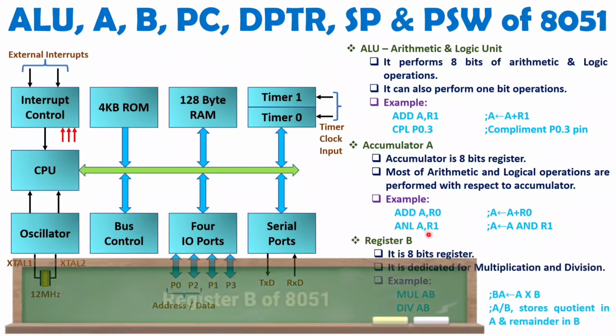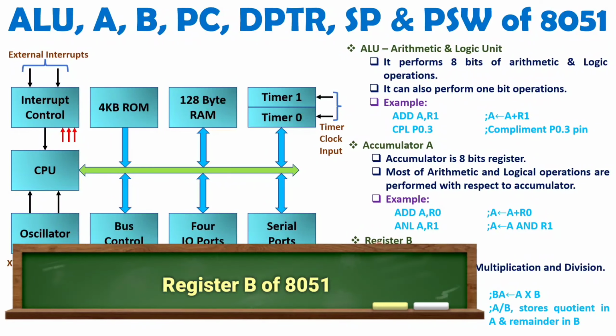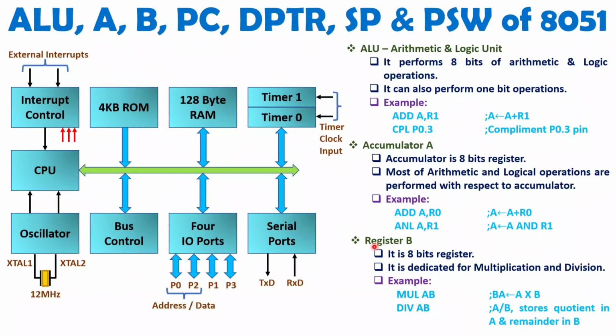Now my dear students, I'll explain one more essential register, which is register B. It also has a size of 8 bits and it is dedicatedly provided with 8051 for multiplication and division instructions. Let me give you an example. When you write MUL AB, you multiply A and B and the answer gets stored inside BA.